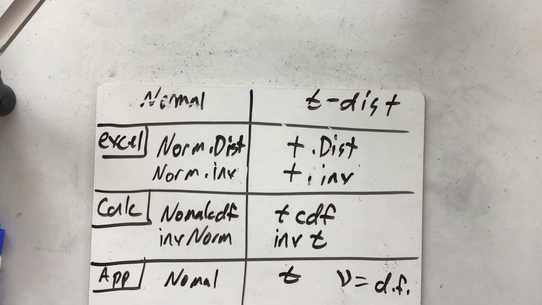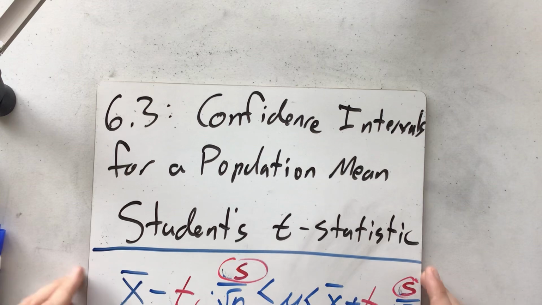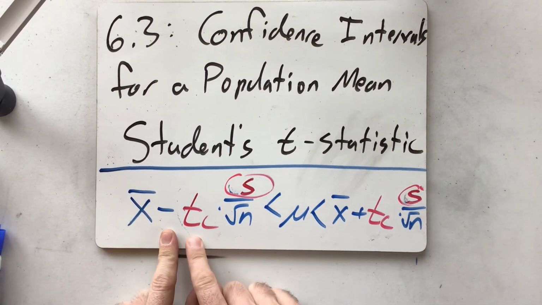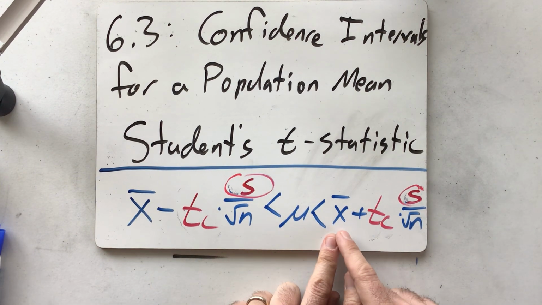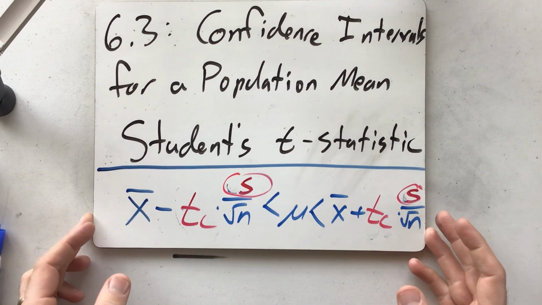Okay, now that we've done this, let's remember, what is our formula going to look like? Our formula for confidence intervals is the formula that we wrote down earlier. So it's x bar minus TC times S over square root of n is less than mu is less than x bar plus TC times S over square root of n. And these TCs are found the exact same way we did ZC a second ago, except we used the T button on our Excel, on our calculator, or on our app. So the only difference is which one we're using.